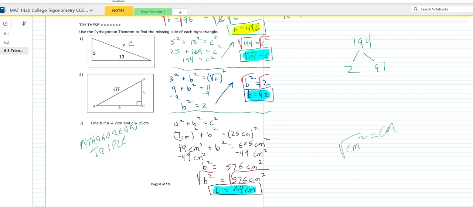If your problem has units, it's real important that you contain units in your answer. 1 and 2 did not have units, so you don't worry about it. But number 3, you do want to write those units on there.